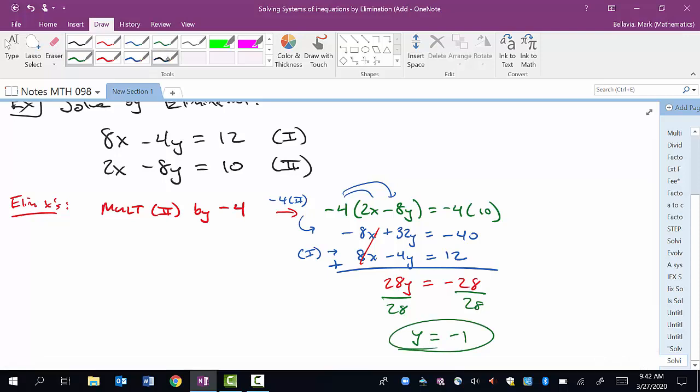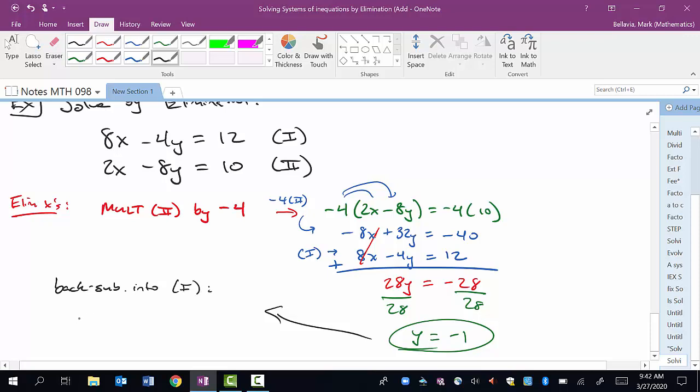And from there, remember, you're not finished. You found the y value, but we need an ordered pair because these are two lines that intersect. So we want to find where these graphs intersect. So we back sub, and it doesn't matter which one you back sub into. I'll say back sub into equation 1. It doesn't really matter.